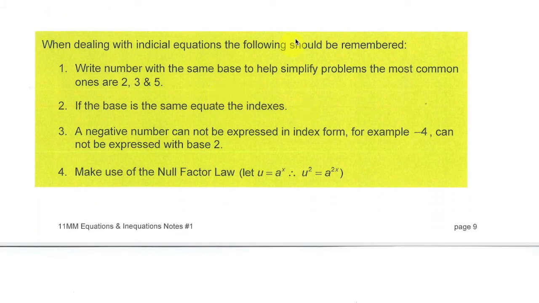So whenever we're dealing with indicial equations, remember 2, 3, 5, and occasionally 6 pop up. If the bases are the same, we equate the powers. A negative number can't be expressed in index form. For example, negative 4 can't be rewritten as 2 to the power of something. And make use of the null factor law. And you saw that in that last example there.